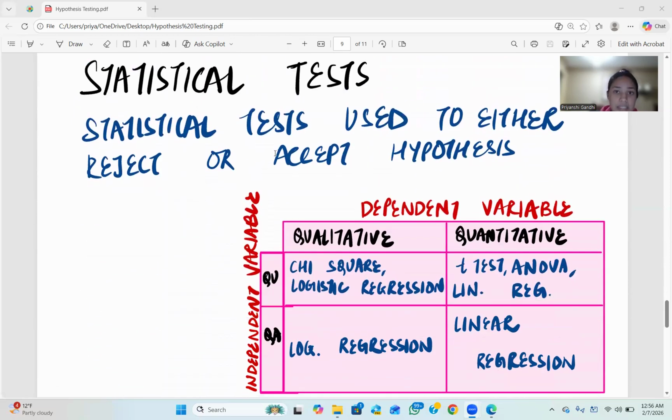Then we have the statistical tests, which are used to either reject or accept the hypothesis. This is the 2 by 2 table. I would recommend for everyone to learn it to make question solving easier. So variables can be either classified as qualitative or categorical, like gender or blood group, or quantitative or continuous, like temperature and age. Depending on that, we can determine which type of statistical test to use. Dependent variables usually are the outcomes, and independent variables are usually the exposures.